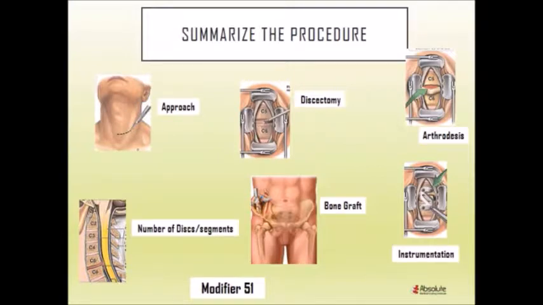Things are a little out of order, so I apologize for that. But all of the additional items outside of the discectomy require a modifier 51. So when you're coding these additional procedures, you're going to need a modifier 51, unless it's an add-on code. If it's an add-on code, no modifier 51.